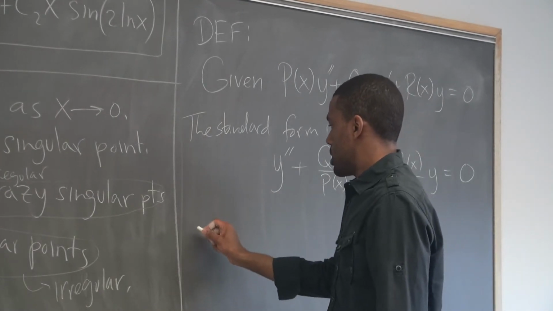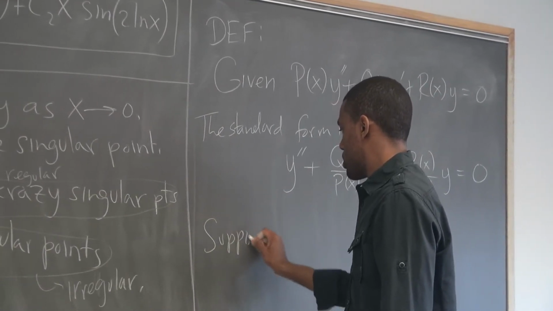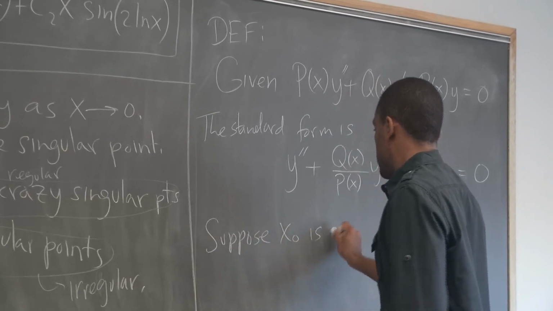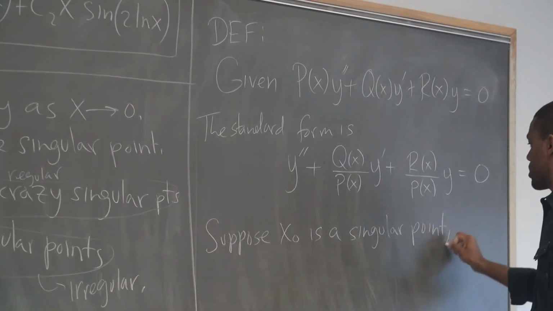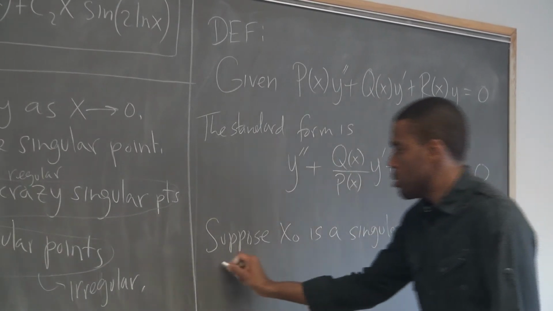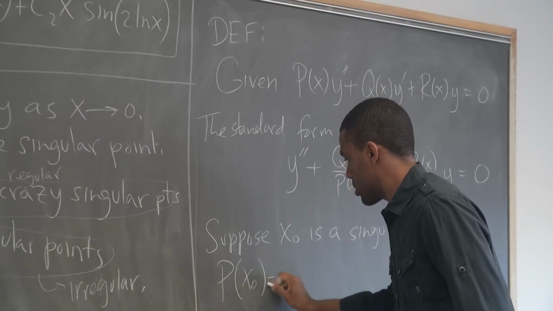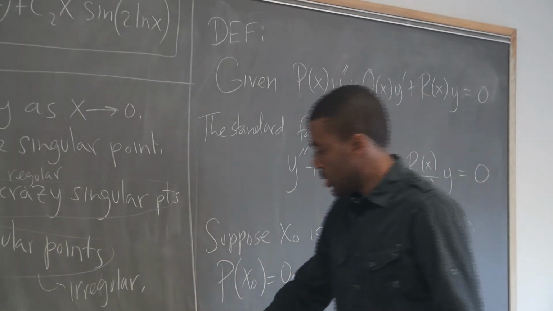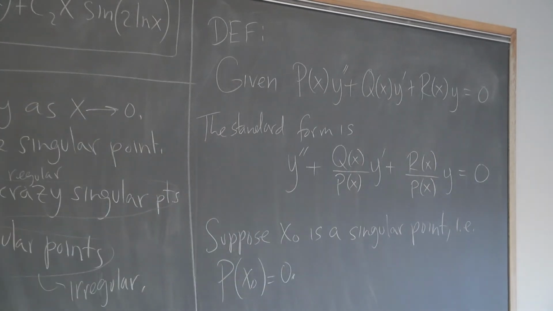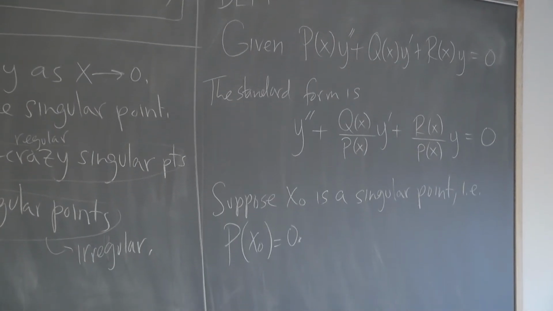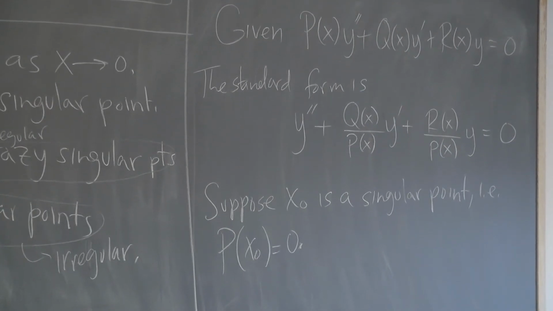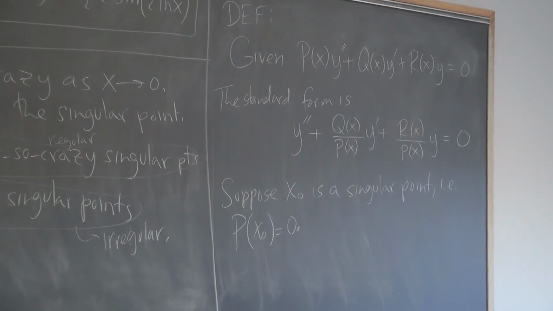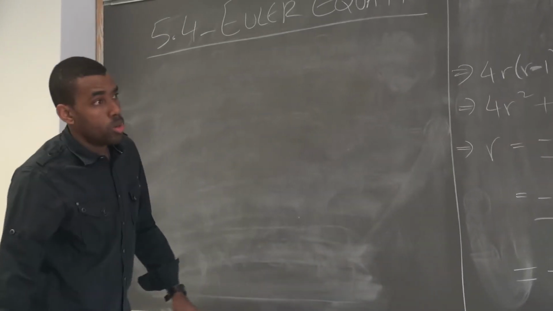Well, suppose x naught is a singular point, i.e., p of x naught equals 0. So we have a certain tolerance for how bad things can get, where we can have a series solution very similar to what we've been doing existing. Outside of the scopes, we need to do something else, or the solution just might not exist at all in series or any other form.